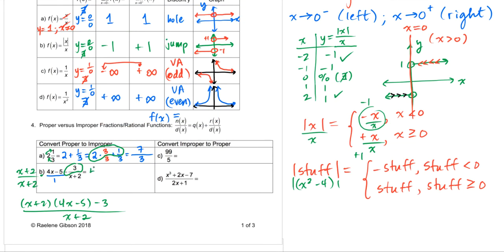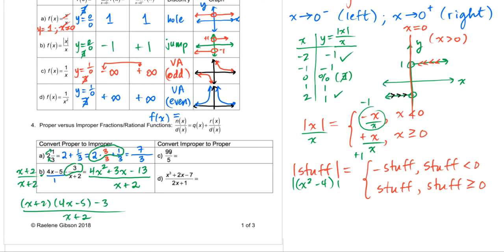So I'll just put that in here, 4x squared plus 3x minus 13, which is a quadratic or degree 2 polynomial over a linear or degree 1 polynomial. So we've gone from proper form into improper. Now we reverse the process to go from improper, where the degree of the polynomial or size of the number is the same or greater in the top than in the bottom. We're going to convert it to proper.